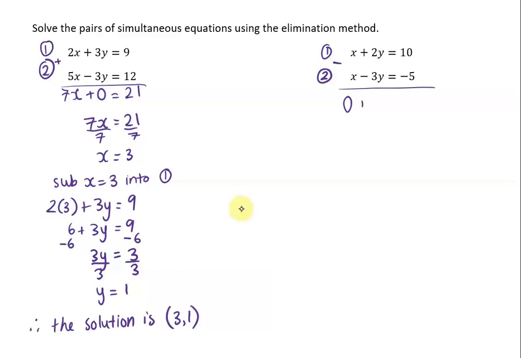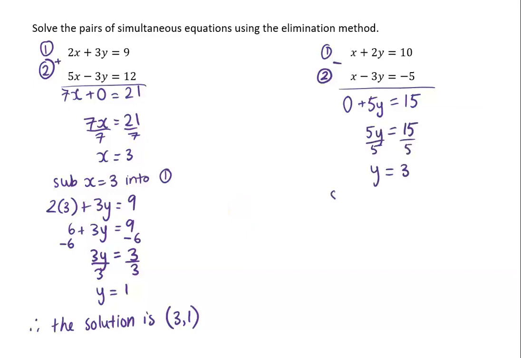2y plus 3y is 5y. Which equals 10 minus negative 5. And once again, we have minus and negative, and so that means addition. 10 plus 5 is 15. And that gives us the nice simple equation of 5y equals 15. So we divide both sides by 5, and we're left with y equals 3.